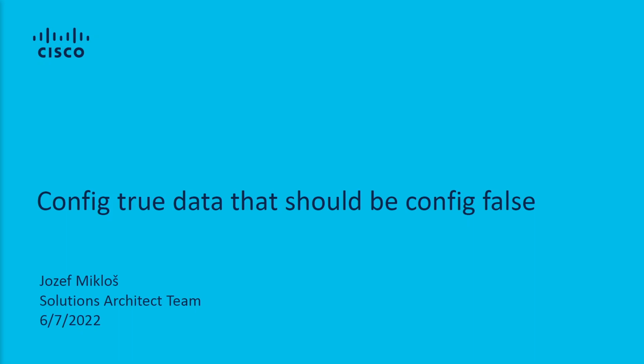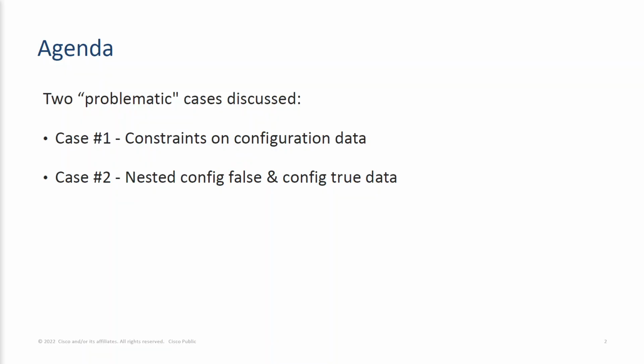I will cover a topic of config true data that should be config false. The whole video will show two separate examples of problems that we may encounter in relation to config true and config false data. I will describe the problem and hint on how one can possibly address the issue.